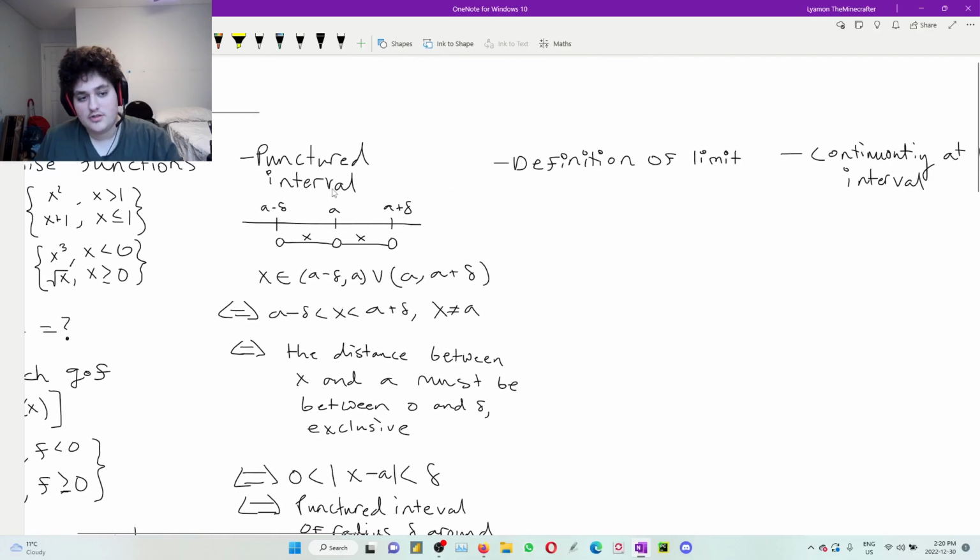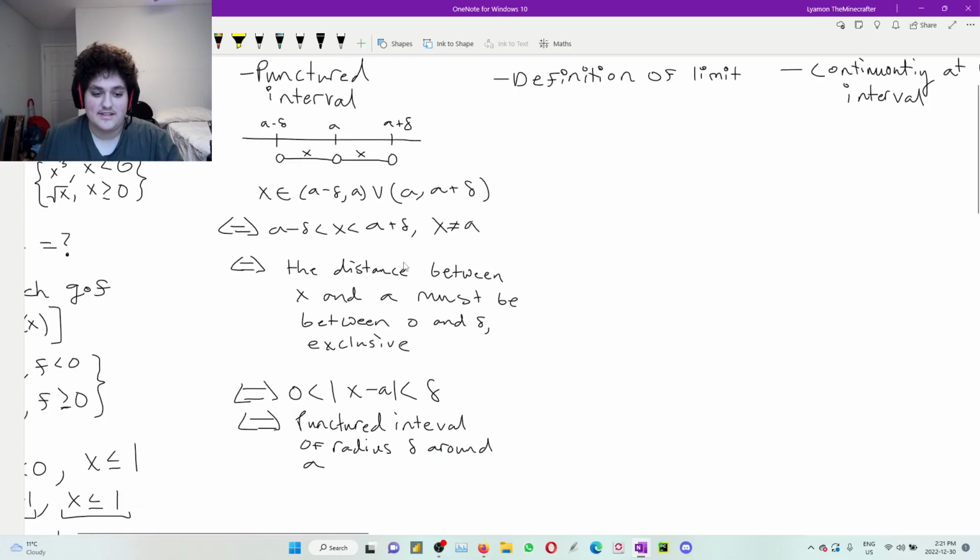So moving on, I wanted to quickly mention the punctured interval. The idea is that it's important to understand an interval that surrounds a point with some radius. We can call it delta. In general, these two symbols are used a lot in calculus 1. This is delta, and this is epsilon.